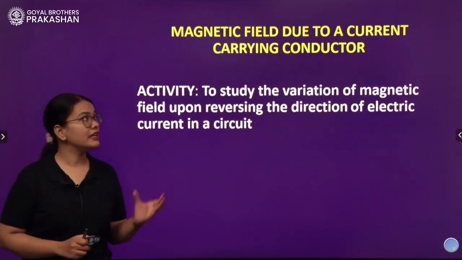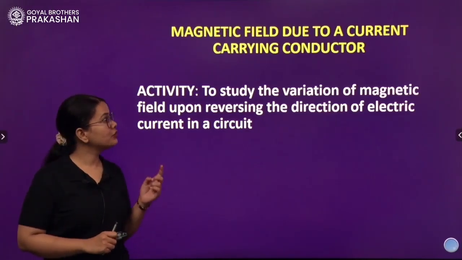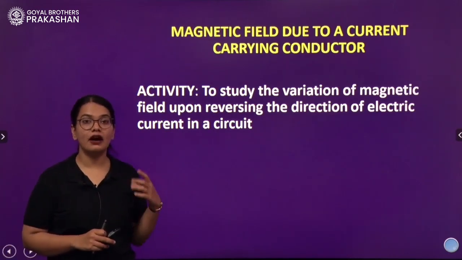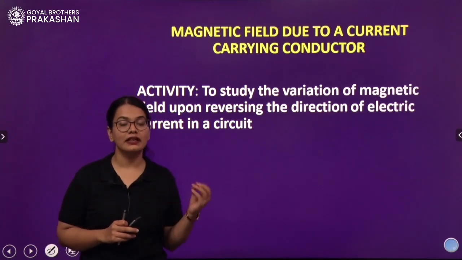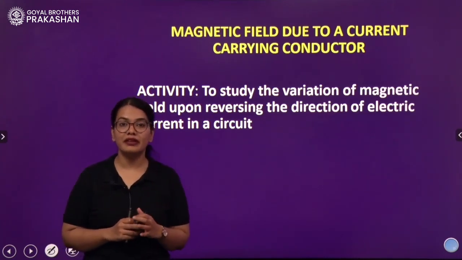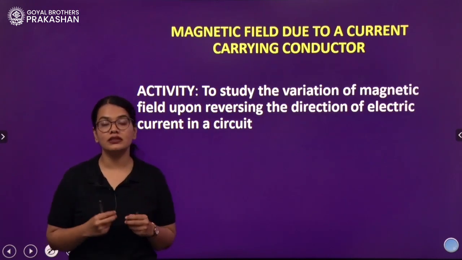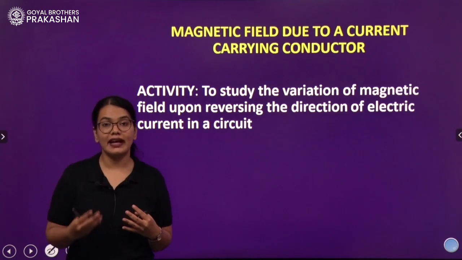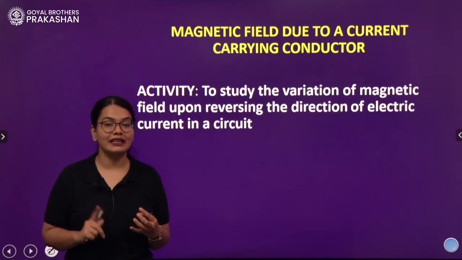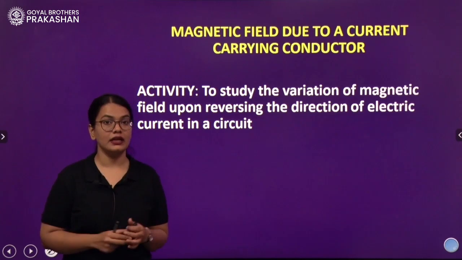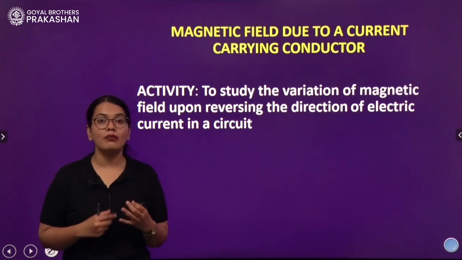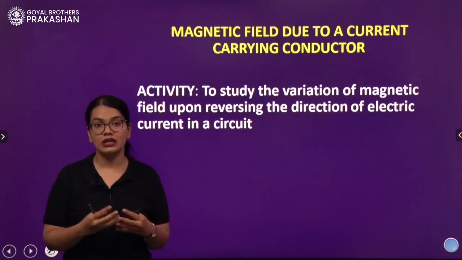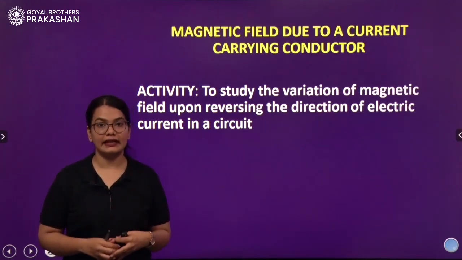Welcome students, let's begin with the topic of magnetic field due to a current carrying conductor. In this topic we'll understand what a magnetic field looks like in a current carrying conductor. In the previous session we discussed how Oersted explained that a current carrying conductor or a current carrying wire is magnetic in nature. It shows magnetic character. In this topic, we'll understand how magnetic field lines look, what their shape is, and how they vary with the current carrying conductor.